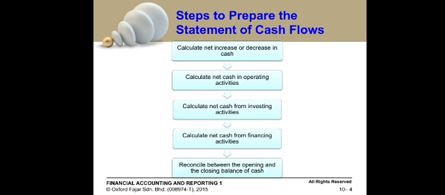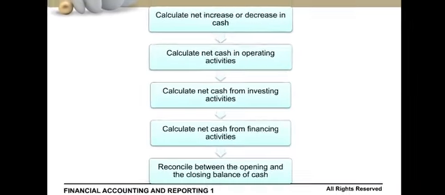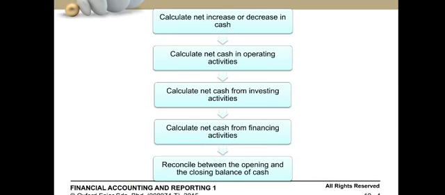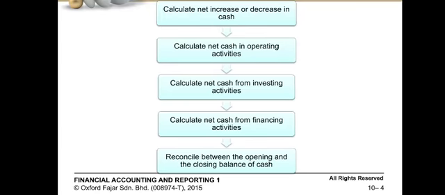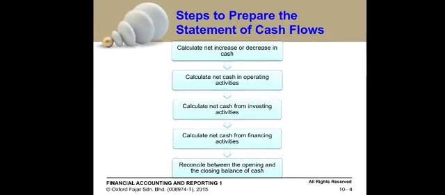These are the four steps that you have to do when you want to prepare a cash flow statement. The first thing is to calculate the increase or decrease in cash, and then calculate net cash from operating activities, and then calculate the net cash from investing activities, and then calculate net cash from financing activities. The last step is to reconcile between the opening and the closing balance of cash. I will show you the format of the cash flow statement later in this lecture.